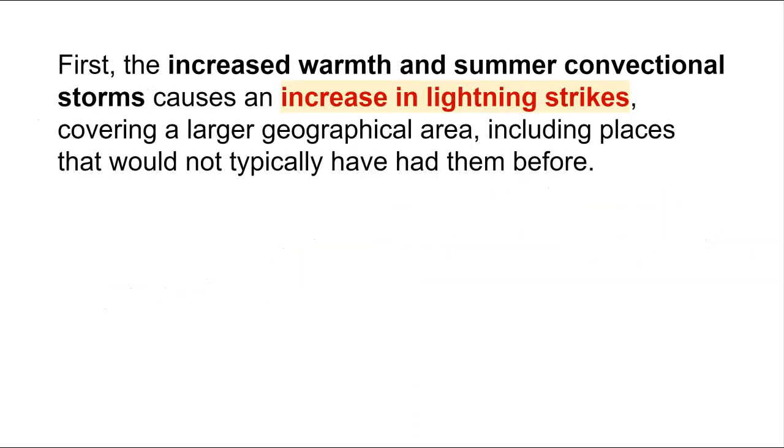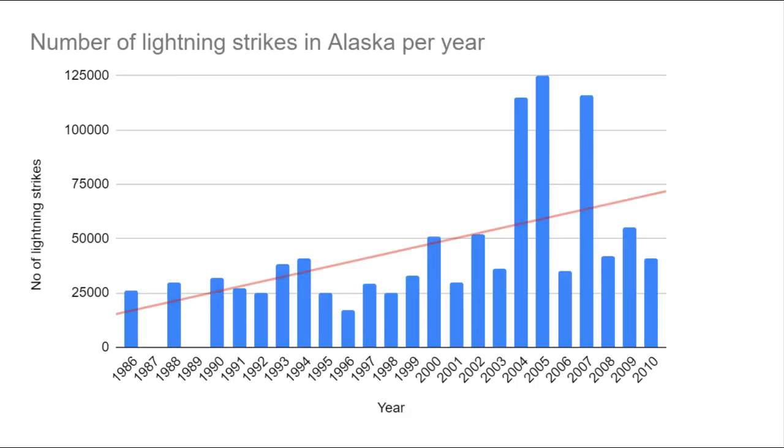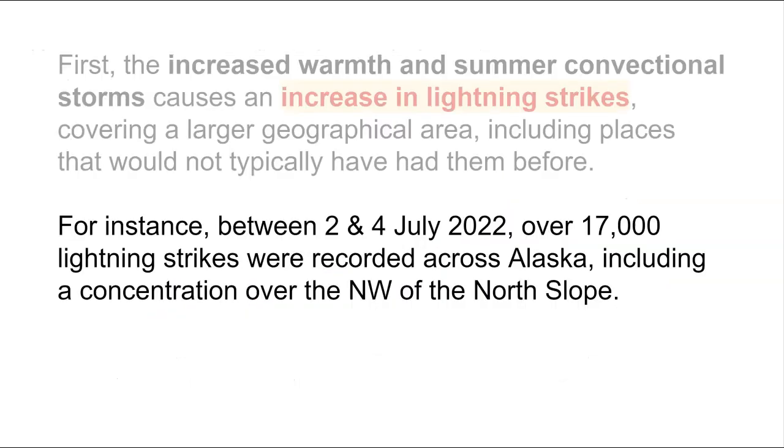So the increased warmth and summer convectional storms cause an increase in lightning strikes, covering a larger geographical area, including places that would not have typically had them before. So here's the number of lightning strikes from 1986 to 2010. That's the best data set I could get. 87 and 89 are no data, by the way, not no lightning strikes. But there's the trend line there. You can see that the number of lightning strikes is definitely going up.